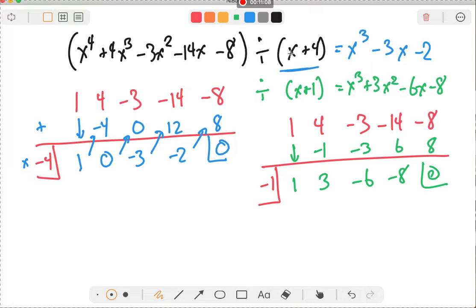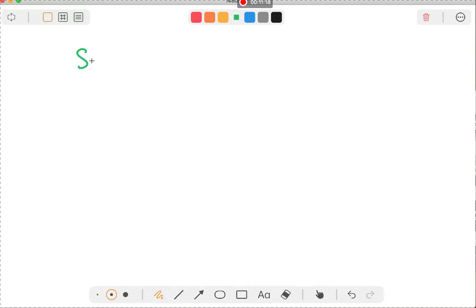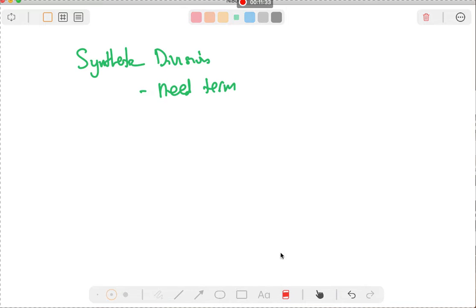Now, the things that are important. Again, when we do this, let's go to a new page. For synthetic division, we need all of the terms.